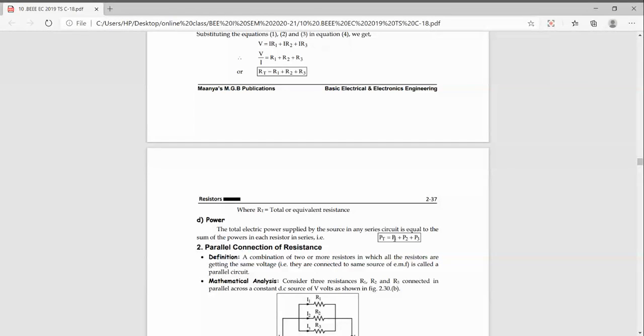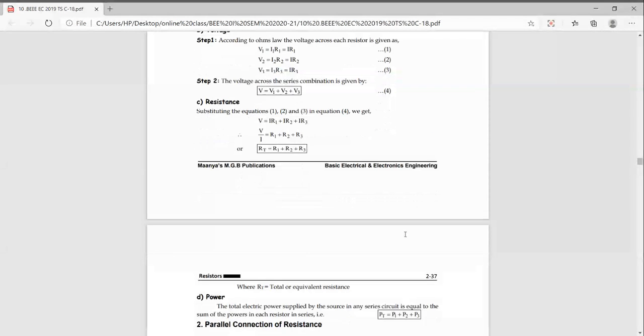So what is P1? P1 will be V1 into I1, P2 will be V2 into I2, P3 will be V3 into I3. Okay, this is how we have to calculate the total power. So this is all about the series connection.